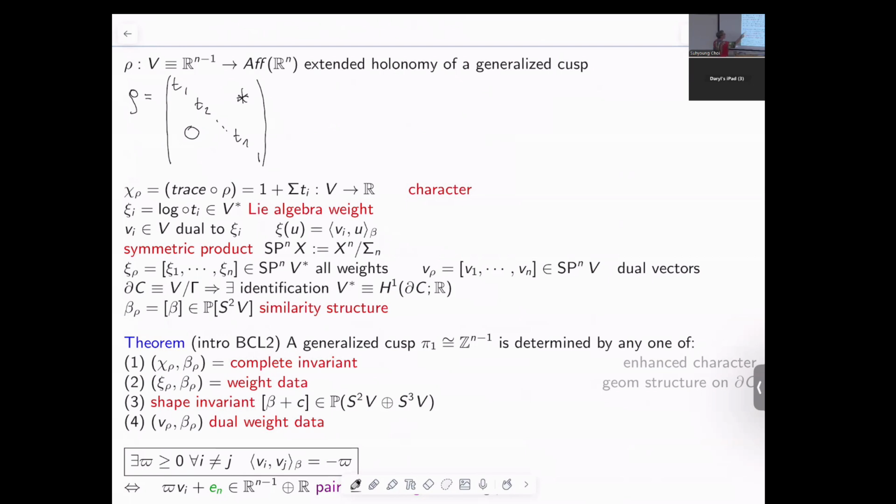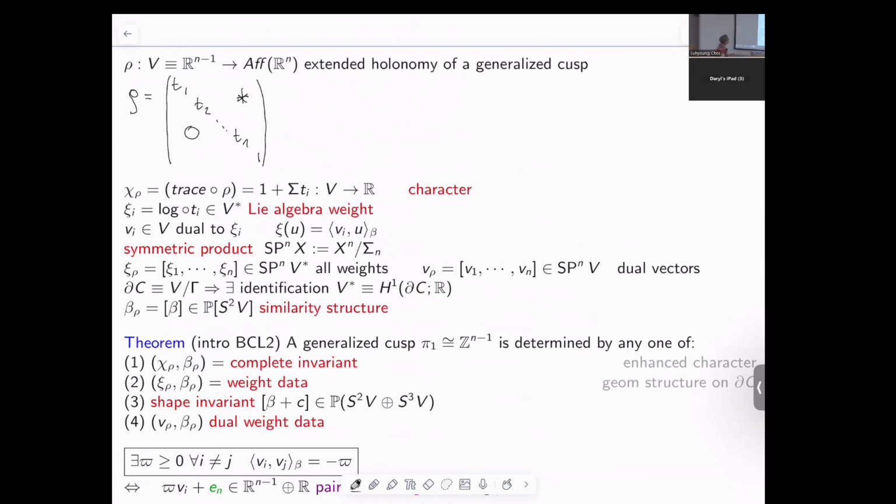So what do I mean by the character? Well, we've got a representation of R to the n minus 1 to the affine group, and we can take the trace, we can take the character of that representation. So that's what chi rho is. It's the character of this affine representation. So the pair consisting of the metric and the character is called the complete invariant. That determines the cusp up to equivalence.